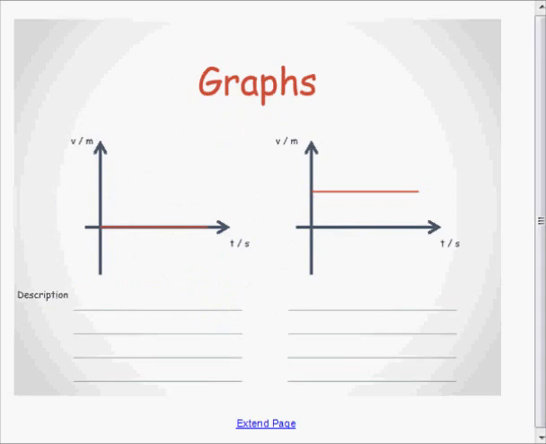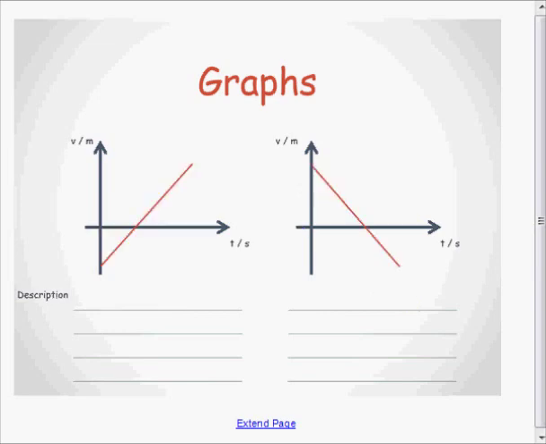Looking at some velocity time graphs. In this case here, if we put a 0 there, unchanging, so 0 velocity means you're stopped. And this one here, if we put in a value, let's say 2, we're going at a constant velocity of a certain value, unchanging.